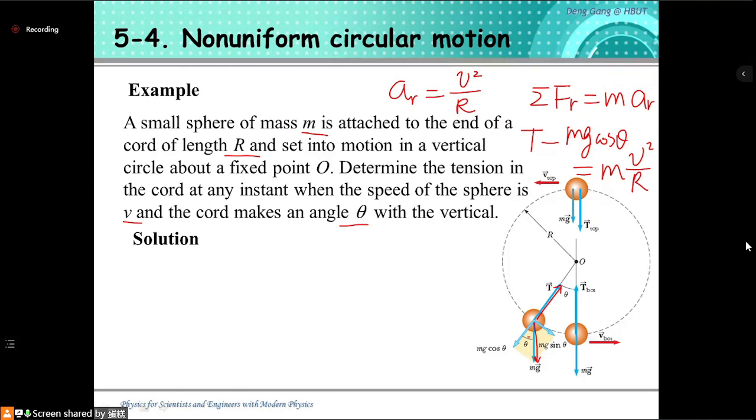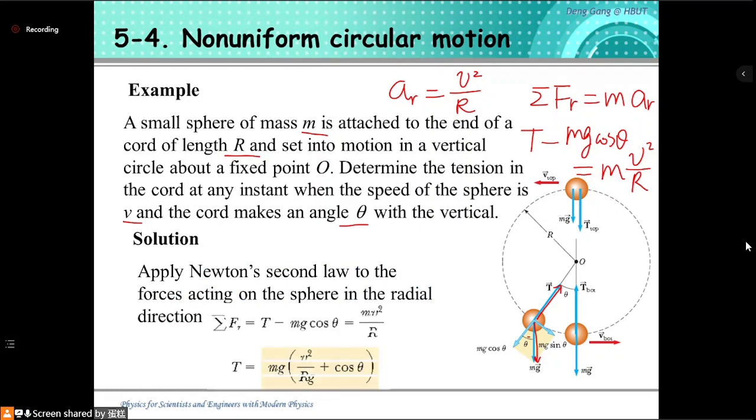And we know the mass. We know g is the acceleration near the surface of the Earth. If we know m, theta, r, and v, we can solve the tension. T is equal to mg cosine theta plus mv squared over r. And we can also write it like this, we put mg together.